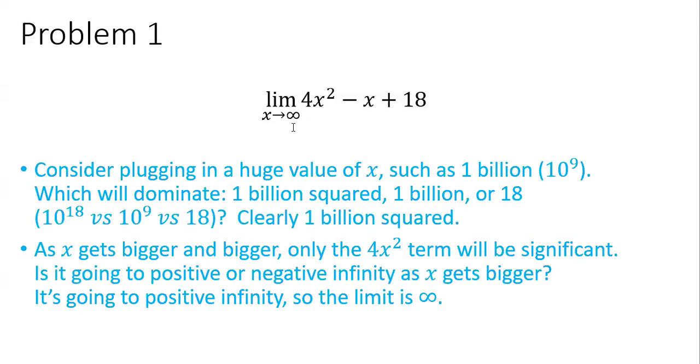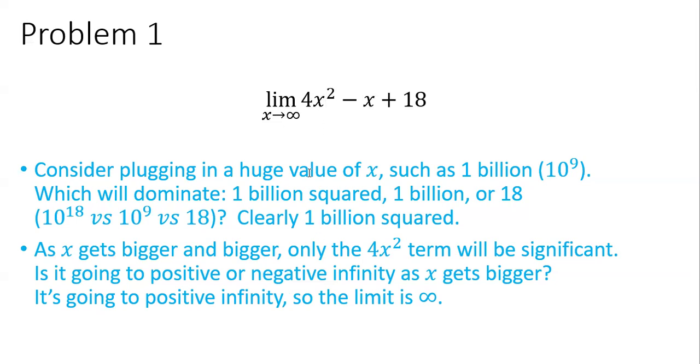this is asking about the end behavior of this function. So what happens when x keeps growing? You can just imagine that if we plug in x is like 10 or 1 billion, I guess is what I wrote, 1 billion. So a billion squared minus a billion plus 18. A billion squared is so much bigger than a billion, and it's obviously so much bigger than 18. You can see how as x keeps getting bigger, this 4x squared term is the only thing that's really significant. So what happens as x keeps growing? This will blow up to infinity, and that's our answer. The limit's infinity.